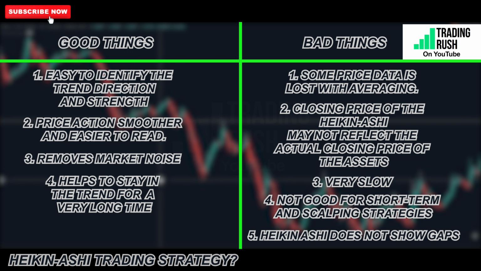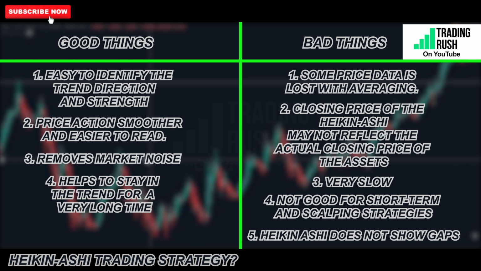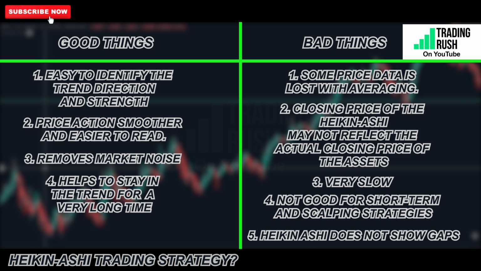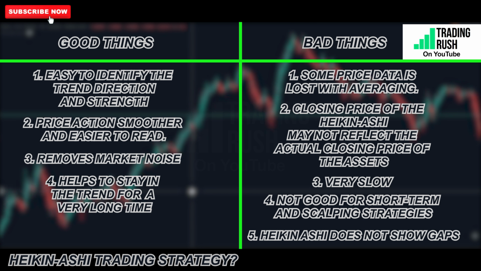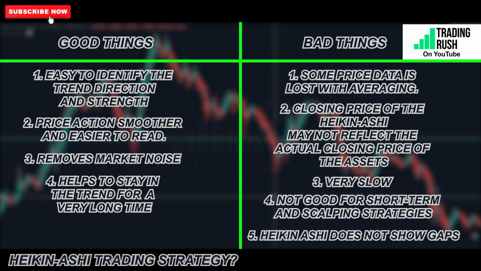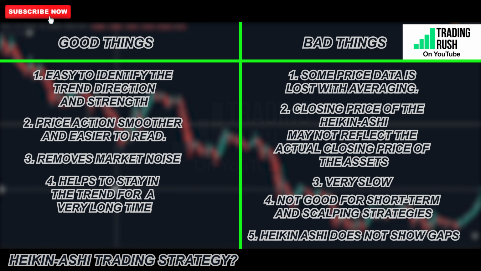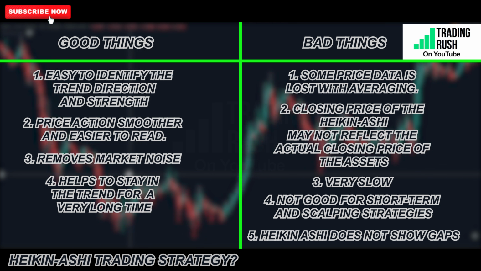Number 5. Heikin Ashi does not show gaps. If you trade stocks, you know how important gap opens are. They tell some important information about the assets. Heikin Ashi simply smooths out all the gaps, so it is not ideal for most stock traders. Since gaps don't appear on Forex that frequently, Forex traders have to worry less about the gaps on the chart.